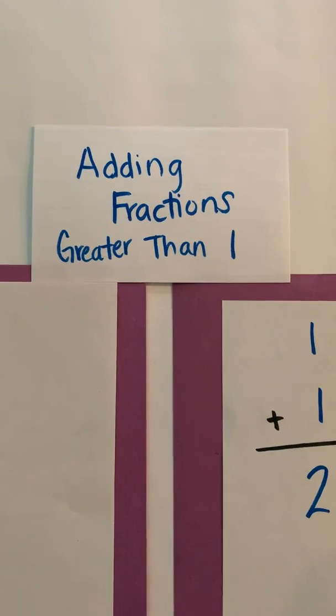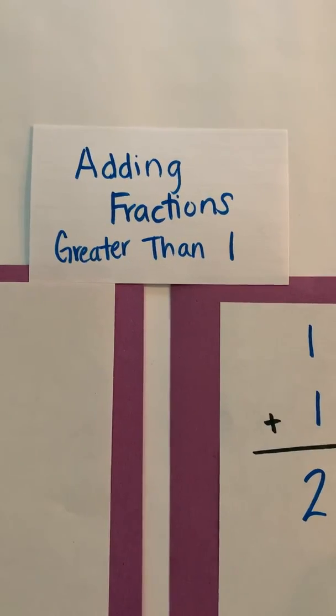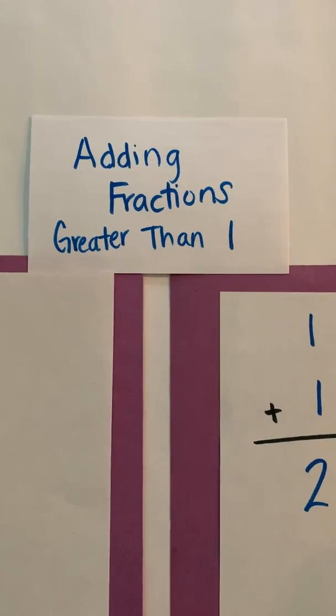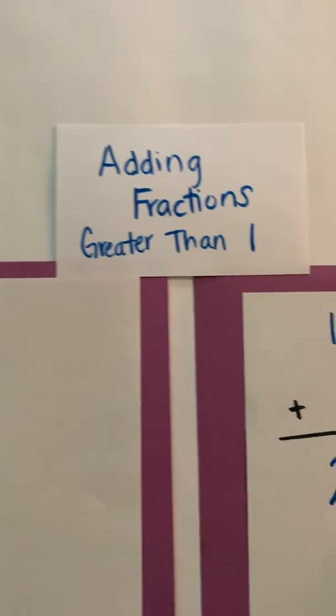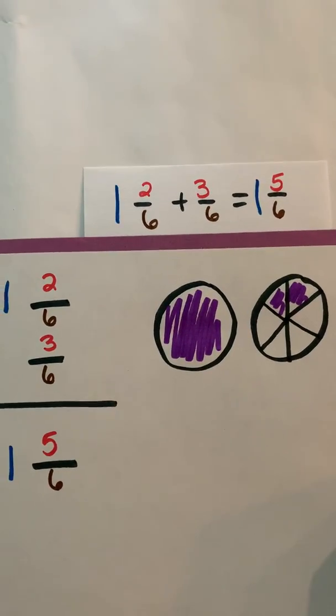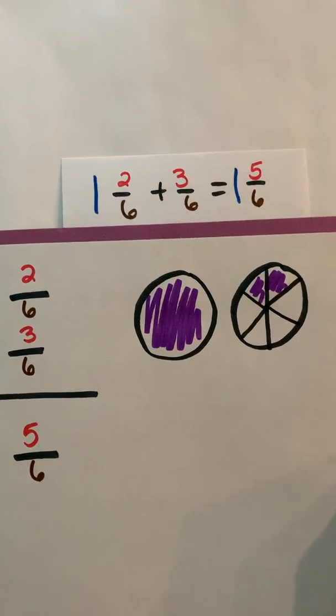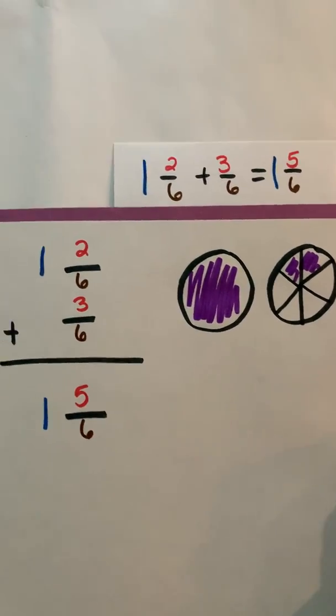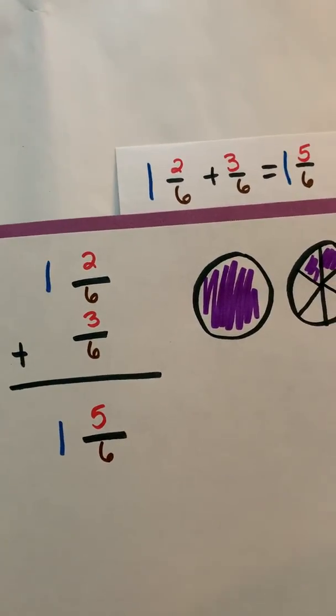This video will focus on adding fractions greater than 1, connecting drawings to the algorithm. So we're going to look back at 1 and 2/6 plus 3/6 again. As we know, the sum is 1 and 5/6. So we're going to look at how that connects to the algorithm using models.